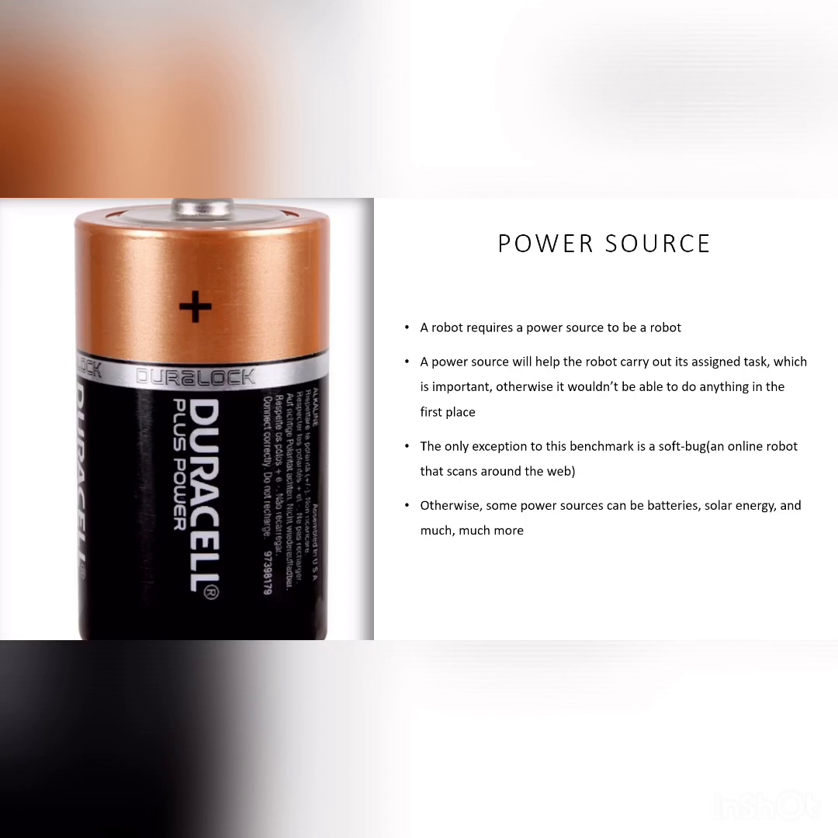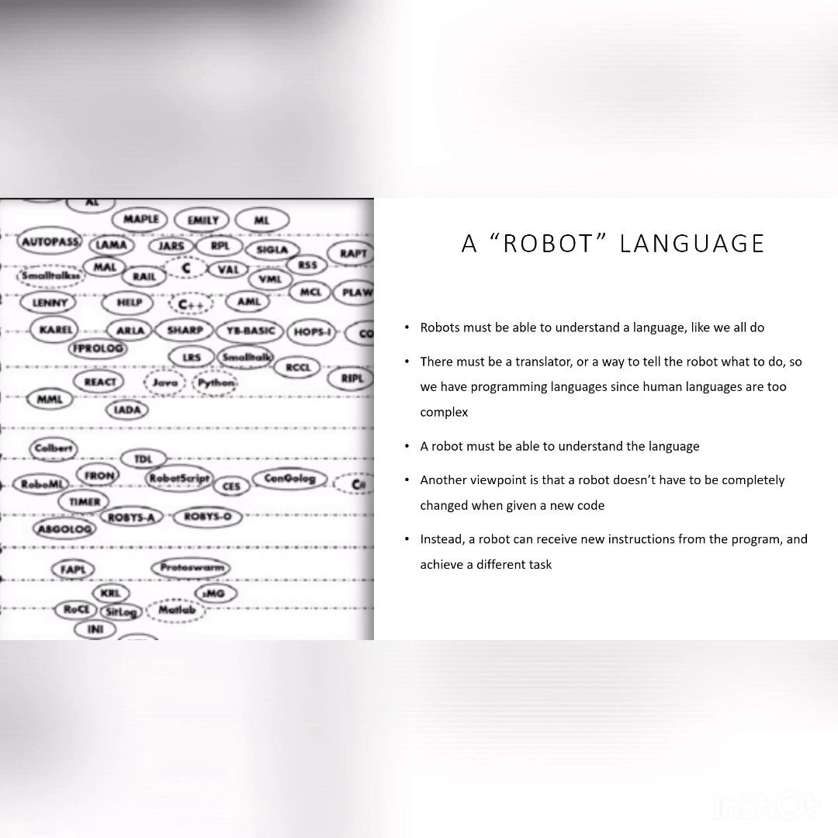And the only exception to this benchmark is actually a softbot, which is an online robot that scans around the web. So this is really an exception because a softbot is kind of like a robot, but it doesn't really have a power source, but I'll keep an exception for it. Otherwise, some power sources can be batteries, solar energy, and much, much more.